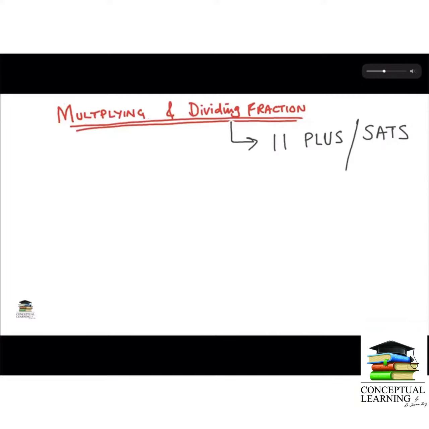The lesson is about multiplying and dividing fractions, and my target is to cover the area of multiplying and dividing fractions for 11 plus and SATs. In the previous session we covered fractions, the addition of fractions, takeaway of fractions, ascending and descending order of fractions, and we learned the grid method as well, and we learned types of fractions. And today's session is more towards multiplying and dividing fractions.